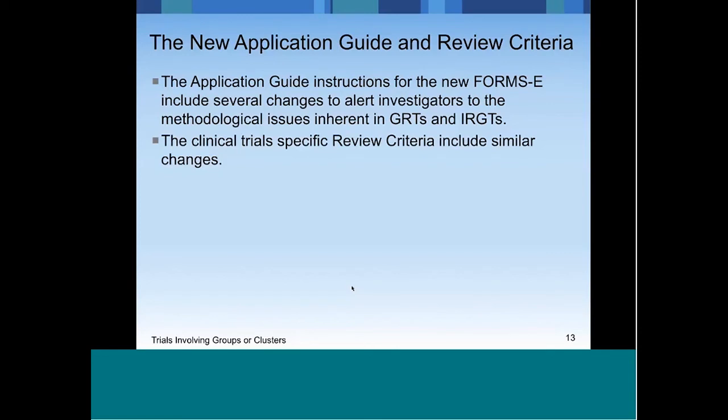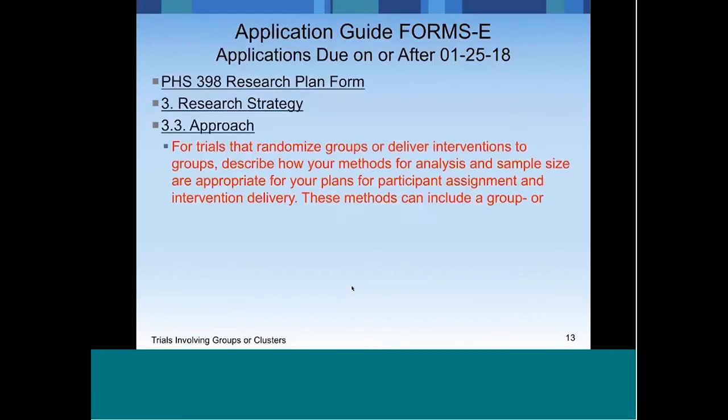As part of the revision to procedures and policies that the Office of Extramural Research has done recently, getting ready for applications that are going to come in on January 25th and later, we have revised the NIH application guide and the review criteria as they relate to clinical trials to alert investigators to the methodological issues inherent in group randomized or cluster randomized trials and in individually randomized group treatment trials. The clinical trial specific review criteria include similar changes. So let's walk through those.